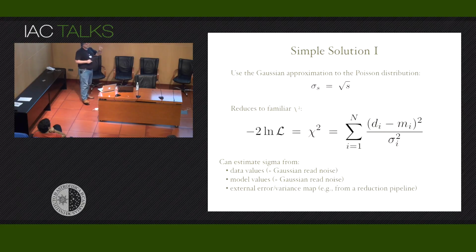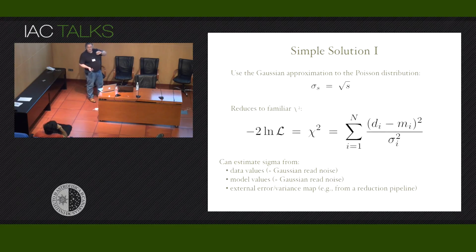So there are two simple solutions. The one that almost everyone uses is this. You basically say, okay, let's pretend the Poisson contribution is really a Gaussian. And we'll use the approximation where the sigma of the Gaussian is equal to the square root of the flux level you're talking about. And in that case, this negative log likelihood becomes the classic chi-squared. You minimize the chi-squared.